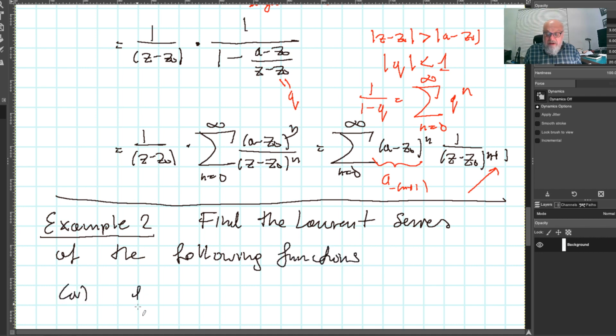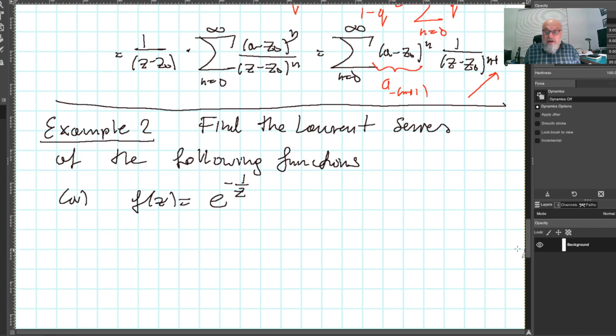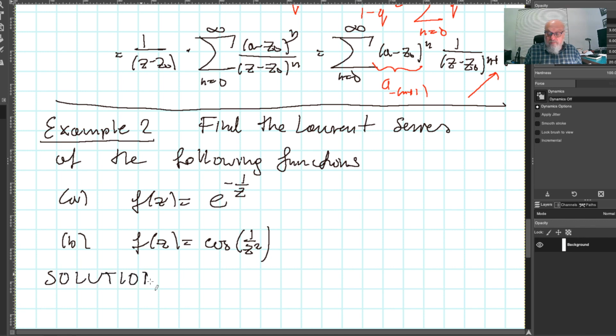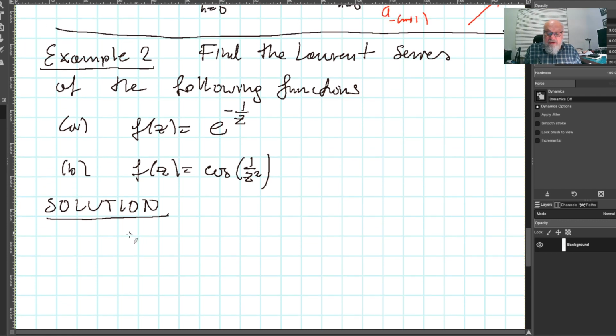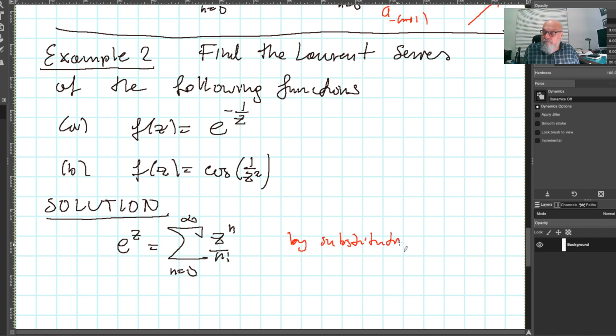So I put here (a) f of z is equal to e to the minus 1 over z. Very good. And the second one, (b) f of z is equal to cosine of 1 over z squared. So solution. Notice that we actually know the power series expansion of e to the power z. This is the sum from n equals 0 to infinity of z to the power n divided by n factorial. So by simple substitution, substituting z by minus 1 over z, we obtain the answer.